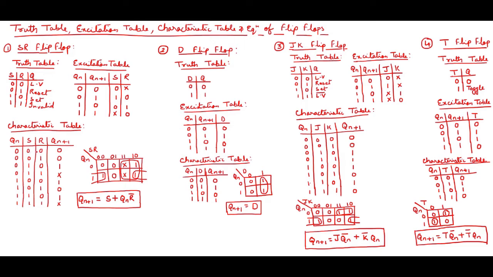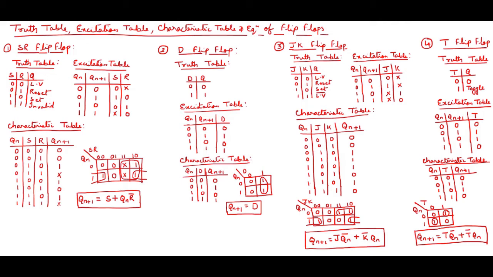See, 0 is there, I'm giving 0 0, I'll get 0. 0 is there, I'm giving 0 1, I'll get 0. Why? Because of the reset condition. 0 is there, I'm giving 1 0, set condition, I'll get 1. 0 is there, I'm giving 1 1, invalid, that is don't care. Similarly, 1 is there, I'm giving 0 0, 1 will come. 1 is there, I'm giving 0 1, 0 will come because of the reset condition. Again 1 0, set condition, so 1 is there, I'll get 1. 1 is there, I'm giving 1 1, so it is an invalid condition, so it is don't care.